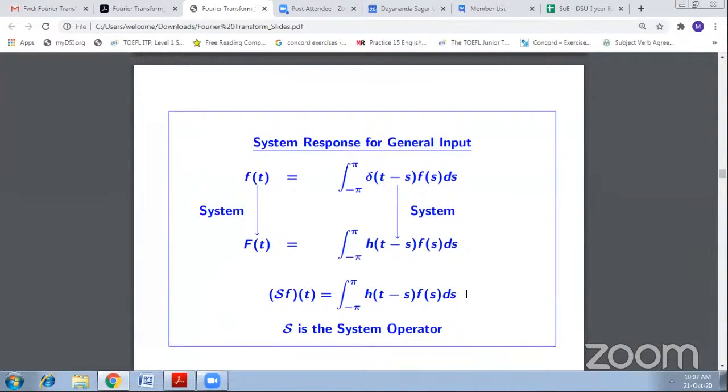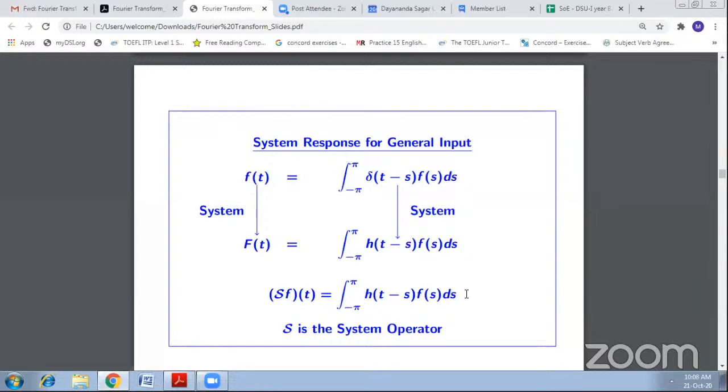So now let's look at this for a general function. If I have a function f and I put it in the system, I'll get an output. But this function can be expressed in terms of the delta function as the integral of f(s) times delta(t minus s). Now, if I put this through the system, f(s) does not depend on t. The only dependence is on this, the shifted one. Shift and system is the same as system and shift.